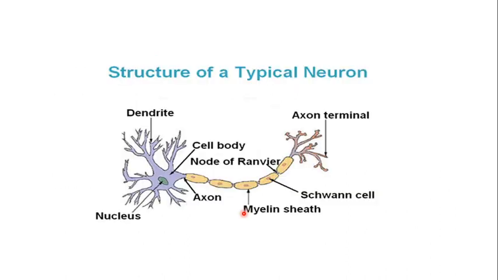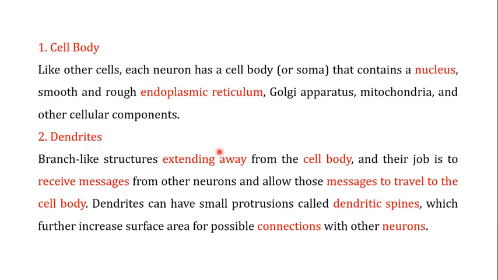If you look at the structure of the neuron, these are the major components: the dendrites, the cell body, the axon, the node of Ranvier, the myelin sheath, the Schwann cells, and the axon terminals. Now let us discuss this one by one: what is the function and what is the structure of each and every part of the neuron. So the first thing that we are going to discuss is the cell body.